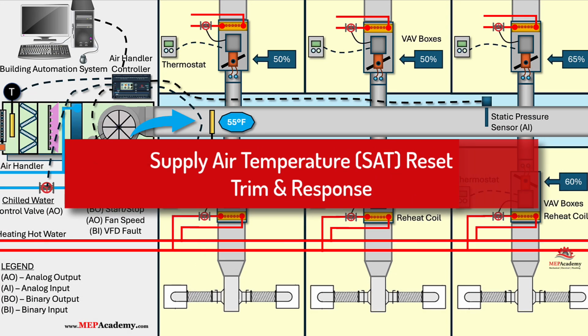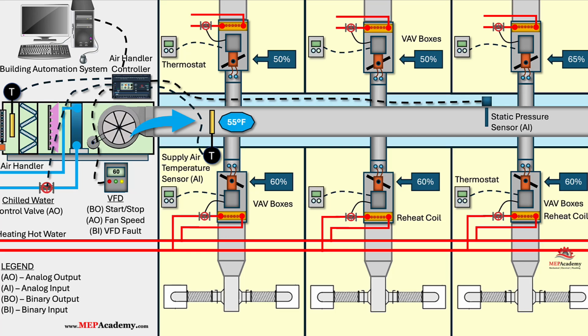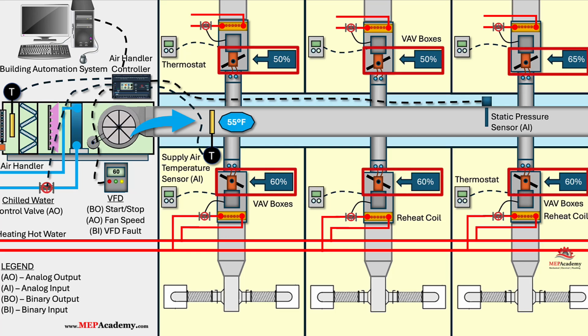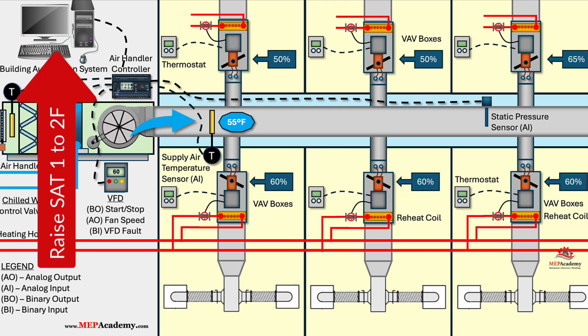The supply air temperature reset sequence using trim and response logic based on VAV box damper positions begins with the direct digital control, DDC system, continuously monitoring the damper positions of all VAV terminal boxes served by the air handling unit. If the majority of the dampers are less than a specified open percentage, such as 60%, indicating reduced cooling demand, the system gradually raises the SAT set point in small increments, typically 1 to 2 degrees Fahrenheit, to save energy by reducing the cooling load.